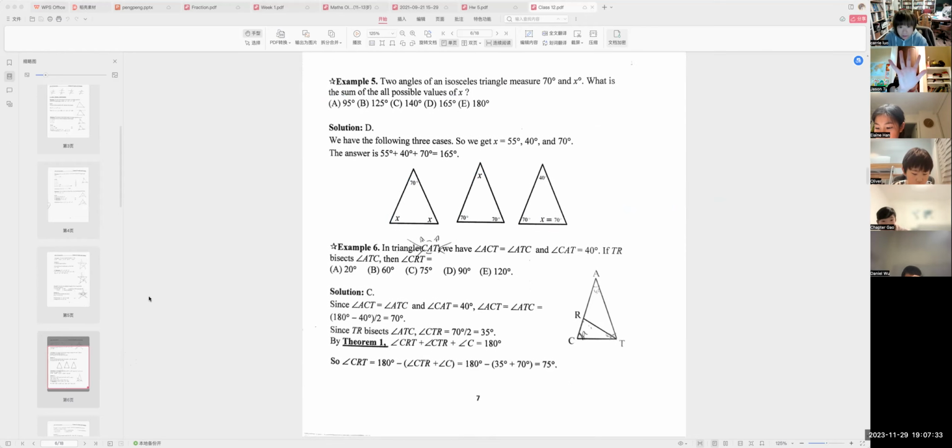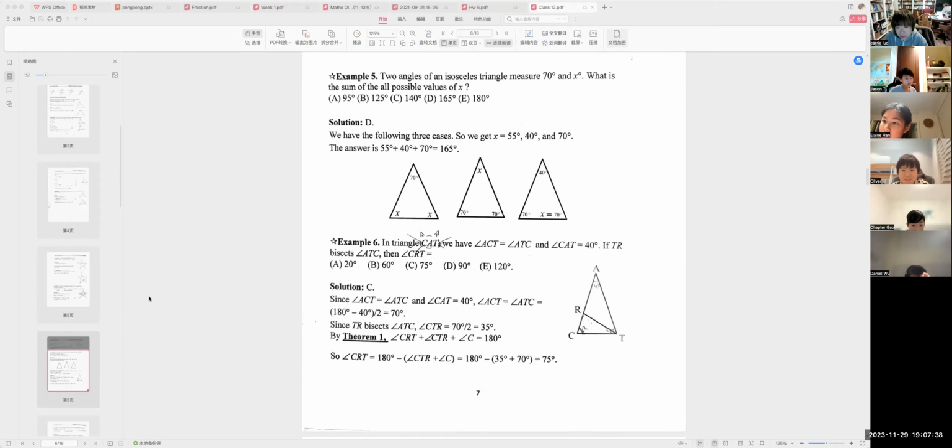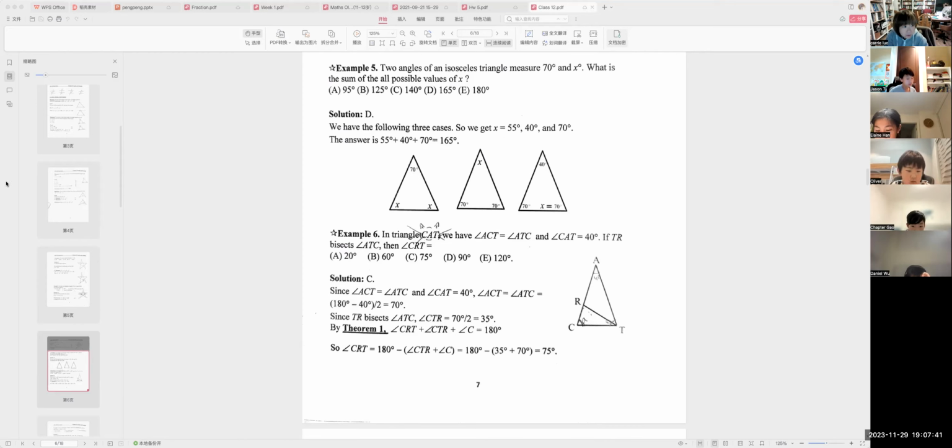Okay, so let's take a look at example 6. In triangle CAT, we have angle ACT equals angle ATC, and angle CAT equals 40 degrees. Oh, it's very close to this one. If TR bisects angle ATC, so what is bisects? Bisects means you equally cut this angle into half. So if this is 70, this is 70, this is 35, this is 35. Get it? Then angle CRT equals what?